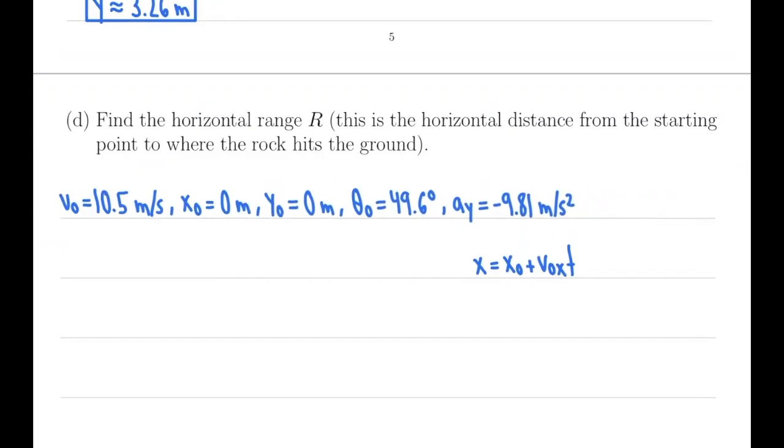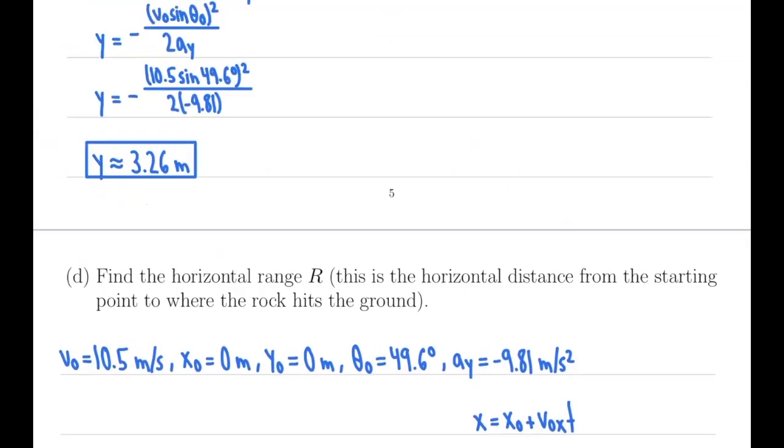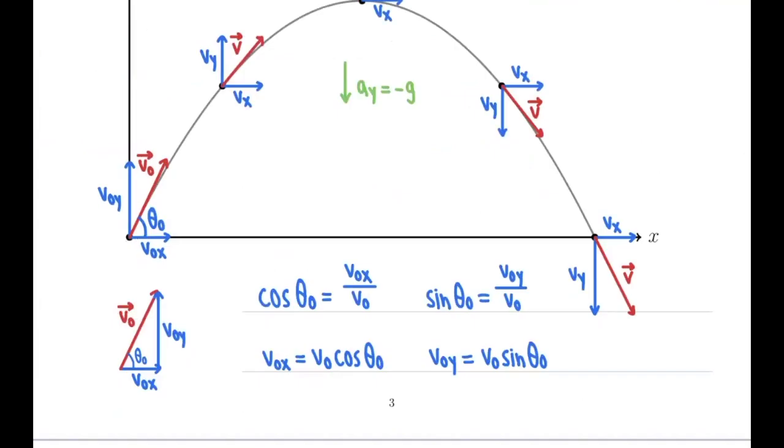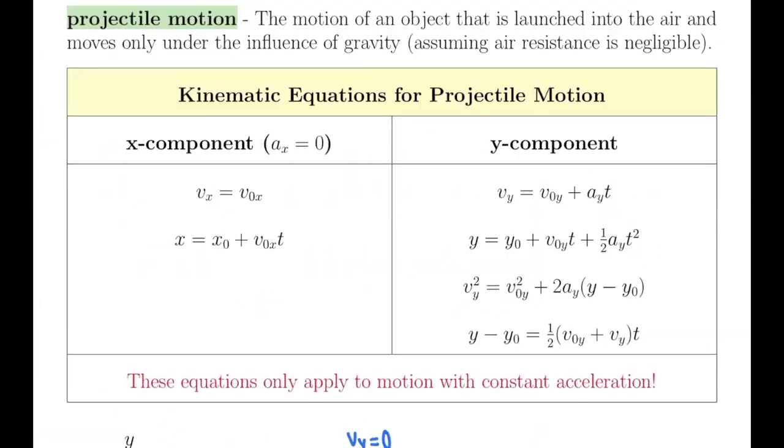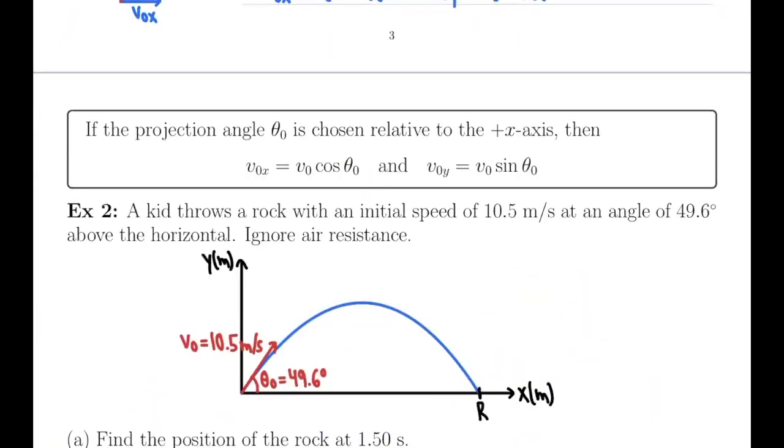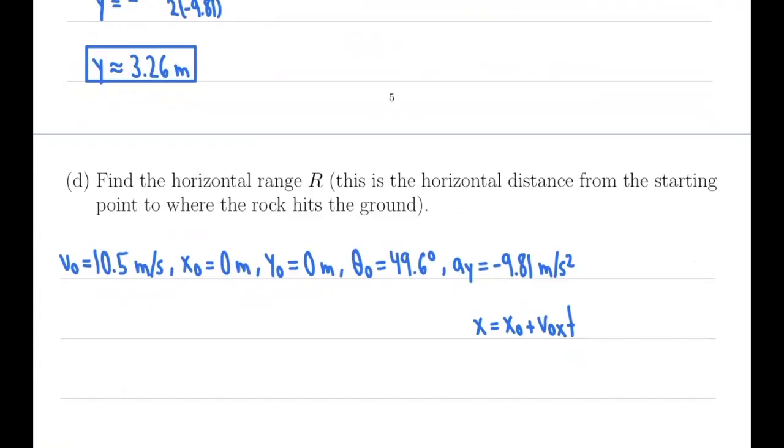So we need to find time. And once we find time, we can plug it in here and find x. We can find the final x, which is R. To find time, we have to look at the y component, because the time for the x and y components is the same. They're the same t's here. So let's see what we can use. We're not using this because this doesn't have time in it. Just one other thing: we know that the final y is going to be 0.